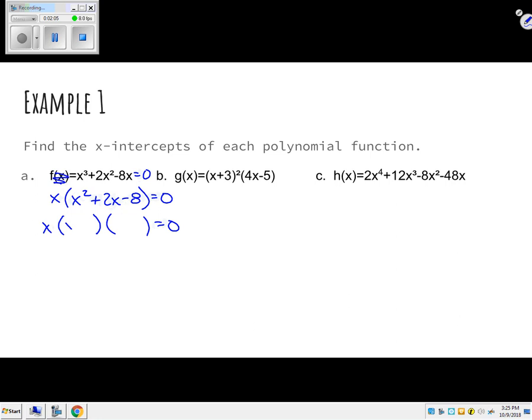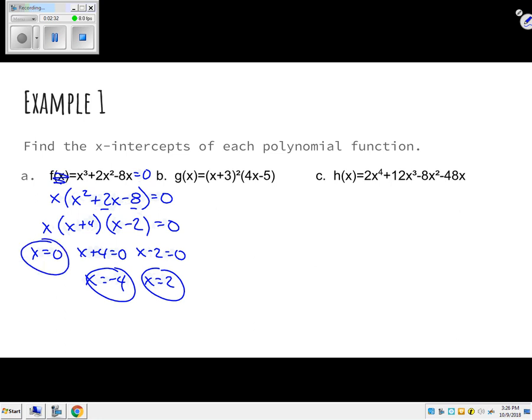So I split apart my x squared, x and x, and then two factors of -8 that add up to give me positive 2, or positive 4 and negative 2. Set each one of these equal to 0. And I get my three solutions, x equals 2, x equals -4, and x equals 0. So these will be the three places that it touches the x-axis if I was to graph.